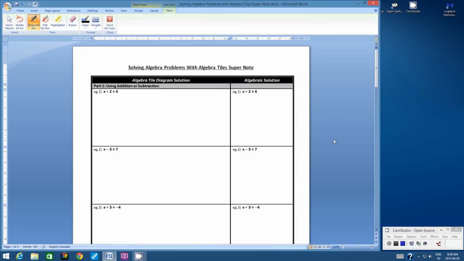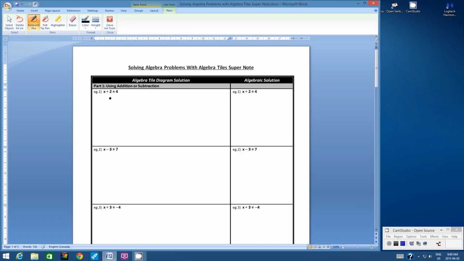Part 1, using addition or subtraction. For these algebraic equation problems, we're going to provide two separate answers: an algebra tile diagram solution and an algebraic solution. This is a pretty new concept, so we're going to go slow and have a lot of examples. Under part 1, let's have a look at example 1.